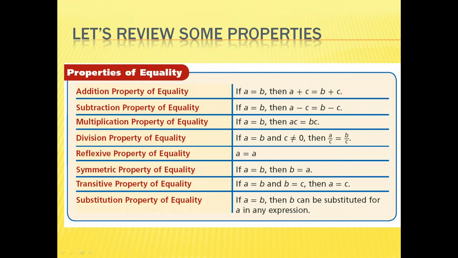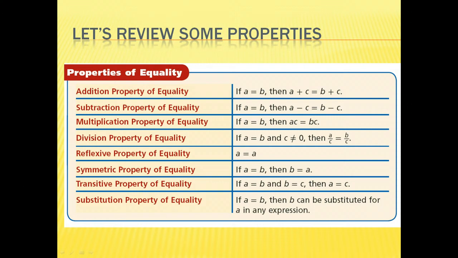The division property of equality: if I divide by a number, as long as it's not 0, I'm going to have the same thing on both sides. Reflexive property of equality means that any number is equal to itself. Symmetric, that would be kind of like changing order: if A equals B, then B equals A. The transitive property, which we've talked about especially with biconditional statements: if A is equal to B, and B is equal to C, then A must be equal to C also.